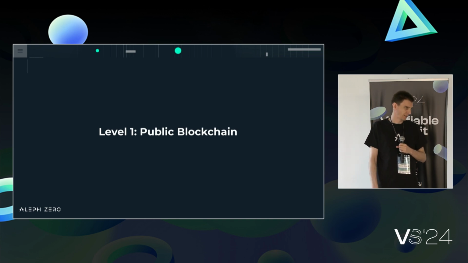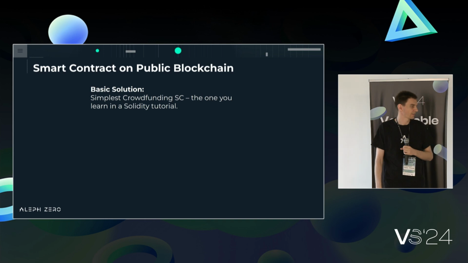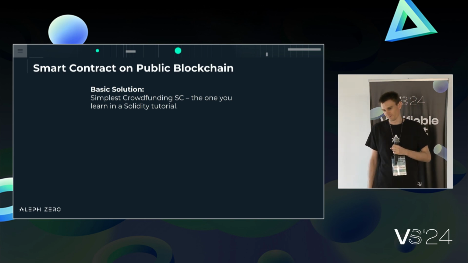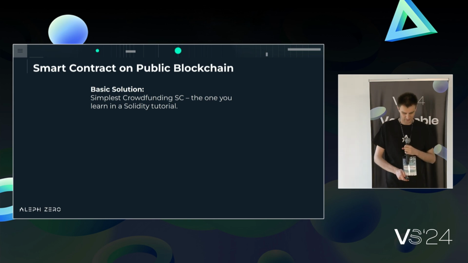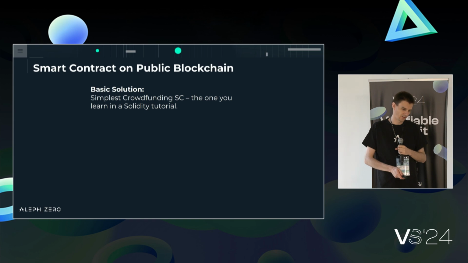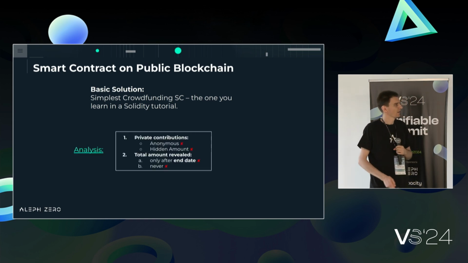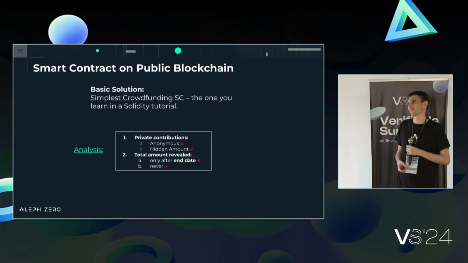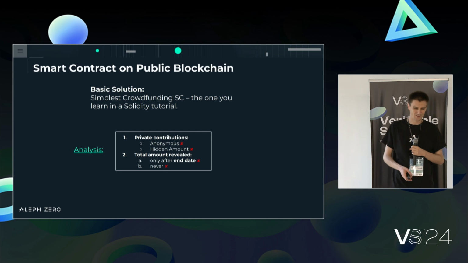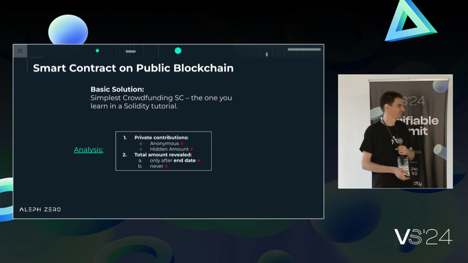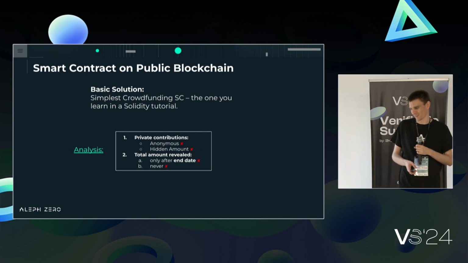If we start with a public blockchain and standard smart contracts, essentially crowdfunding is probably what you see in the first Solidity tutorial, and it's quite easy. It's just basic smart contract functionality. But the one that you get from this Hello World tutorial is probably not going to satisfy all these privacy requirements. Actually, it will not satisfy any of them.